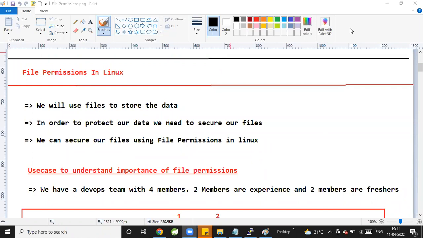Generally, we will use files to store the data. In order to protect our data available in the file, we need to secure our files. We can secure our files using file permissions in Linux.